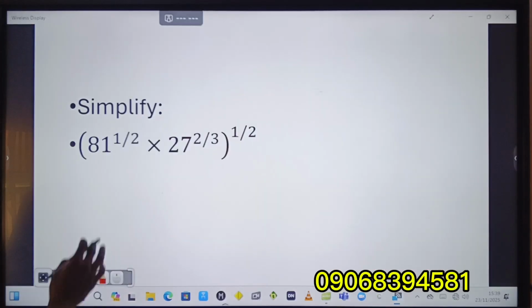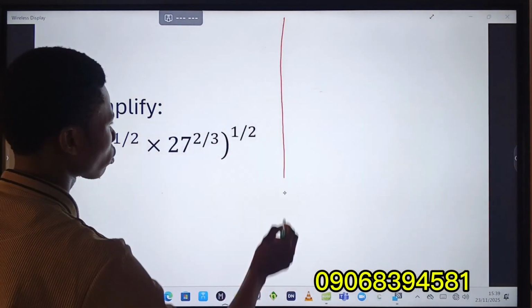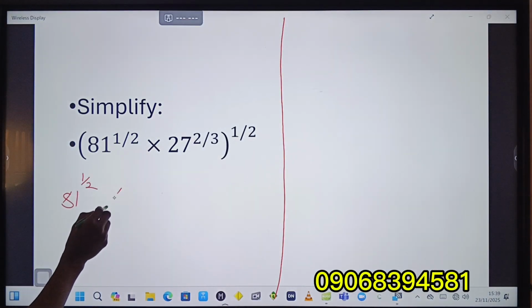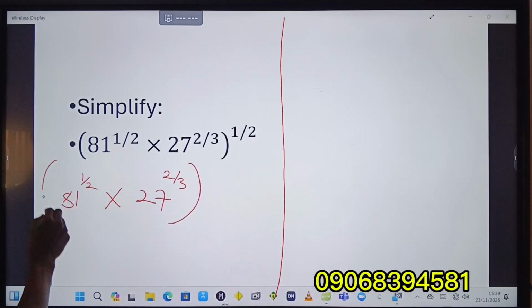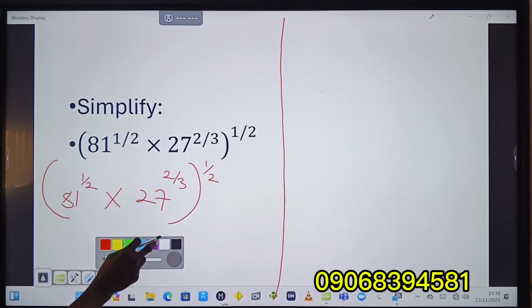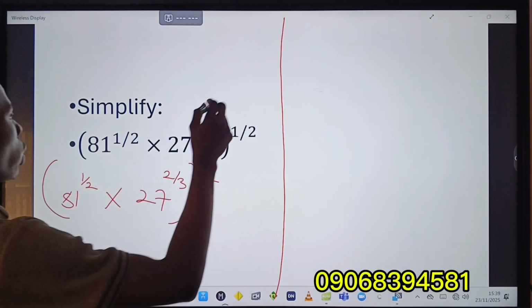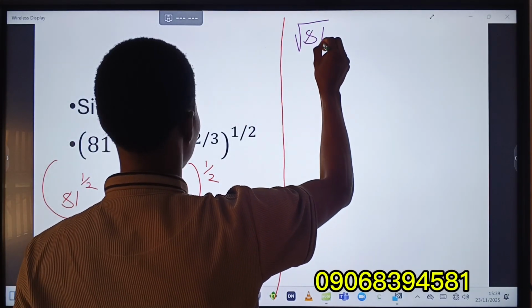Moving on to the next one. The next one says simplify this. And here we are having 81 raised to power half times 27 raised to power 2 over 3, all raised to power 1 over 2. This is the equation rewritten. Now, if you look at this, I told you in the other law that raised to power half means square root, right? So I can say 81 raised to power half is same thing as saying square root of 81, right?